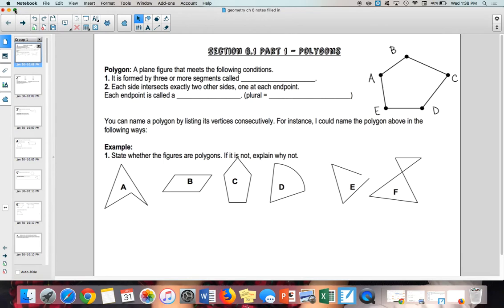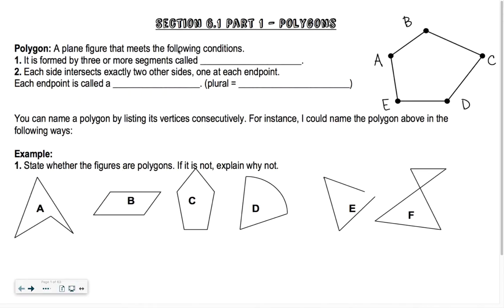Section 6.1, which is on polygons. So 6.1 in the book is a little bit different than what I had in my notes, so that's why I have a part 1 and part 2. So a polygon, have you guys heard that word before?